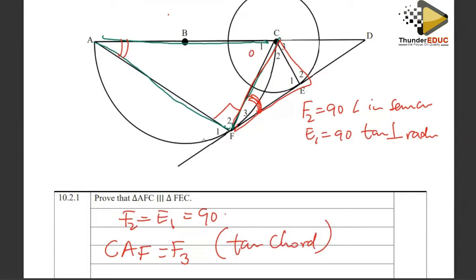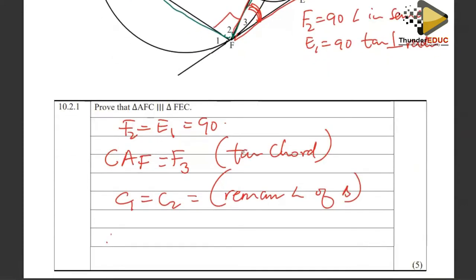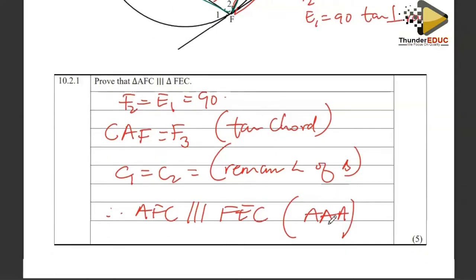And automatically this C1 and the C2 will be equal to each other. So C1 and C2 will be equal. Reason: the remaining angle of a triangle. So we have three fundamentals and you draw the conclusion. Therefore, AFC is similar to FEC. Reason, we said angle, angle, and then angle. Okay, so that is how we would obtain the 5 marks.